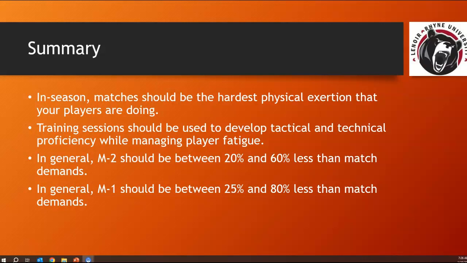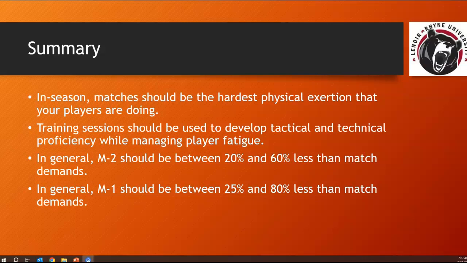So, in general, depending upon the variable that you're looking at, 2 days before a game, so match minus 2, our training volumes should be anywhere between 20 and 60% less than the match demands. Again, in general, depending on the variable you're looking at, match minus 1 or the day before a match, our training volumes should be 25 to 80% less than the actual match demands.